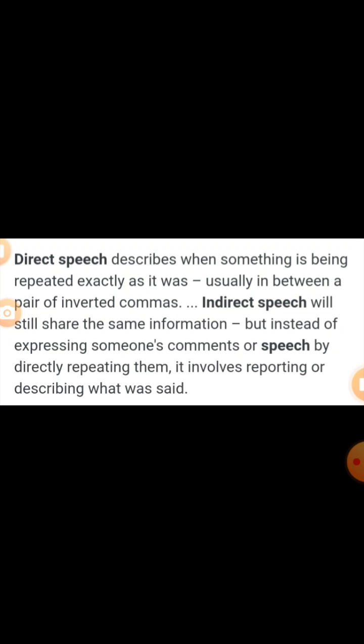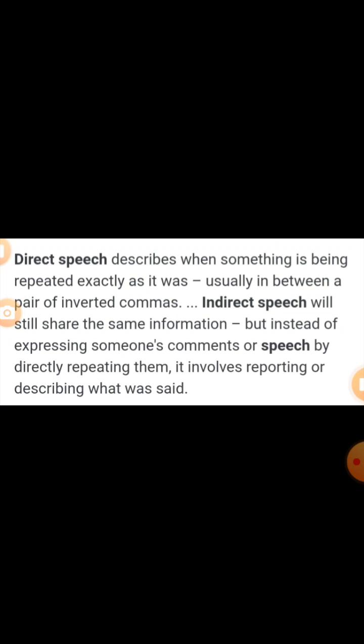As we have already completed the topic of direct and indirect speech, we need to revise it over and over, and this repetition will make you able to solve these questions in your examinations. So let's have a look at what these direct and indirect statements, or this direct and indirect speech, are.